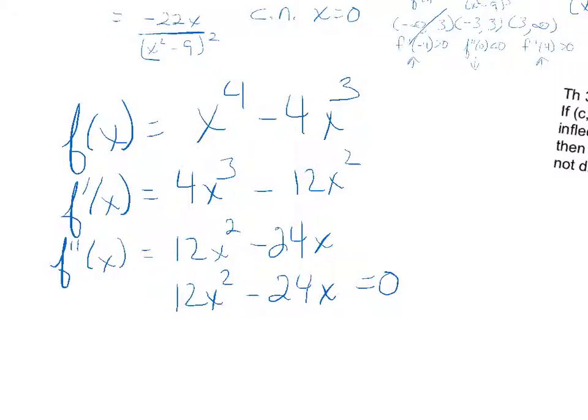All right, so we can factor out a 12x, and we get x minus 2, excuse me. So x, wait, could you divide 12? So x equals 12, or x equals 2. So x is 0, or x equals 2. Oh, 2. So that helps me set up my intervals. Now, if concavity changes, then I have points of inflection. But if concavity doesn't change, I don't have points of inflection.